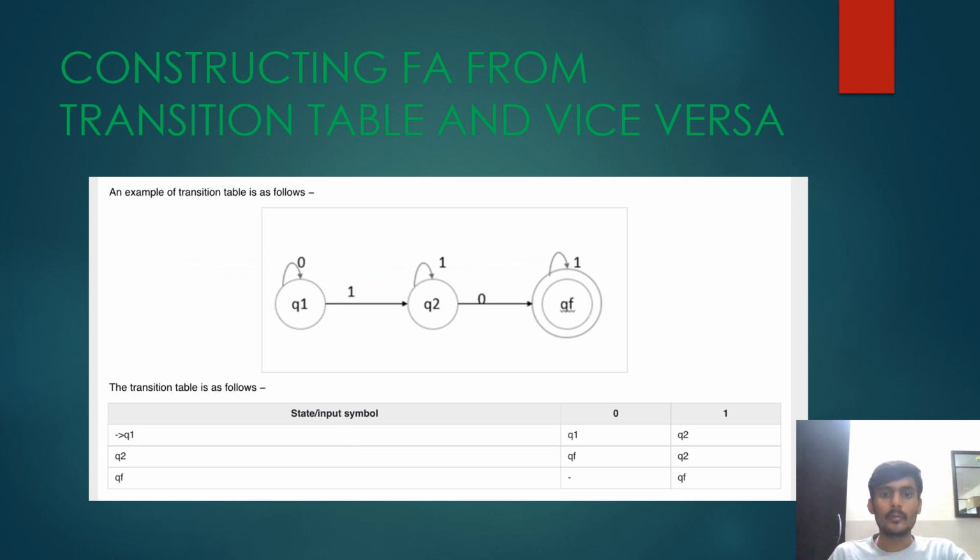Now I am going to explain construction of finite automata from a transition table and vice versa. For example, this is a regular expression. A regular expression is a sequence of characters that defines a search pattern. Regular expressions are used to match patterns in text data, and they are a powerful tool for searching and matching text. A regular expression is a combination of characters and special symbols such as plus and minus. Each character in a regular expression matches a specific character in the text, while special symbols modify the matching behavior. In this example, Q1 is the starting state and QF is the final state. In this, the sequence created is 0, 1, 1, 0, and 1.